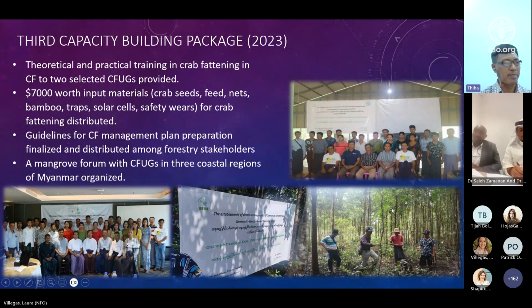We also organized a mangrove forum in Yangon for the community forest user groups from three coastal regions of Myanmar. This forum allowed community forest user groups to share their experience, success stories, and exchange knowledge on community forest-based enterprise. They also identified the areas for collaboration. Next, please.